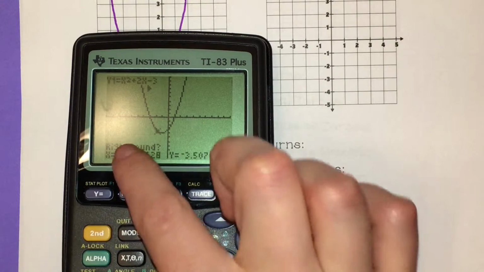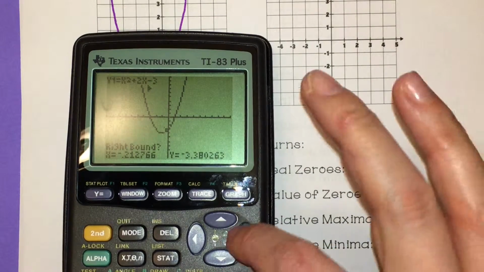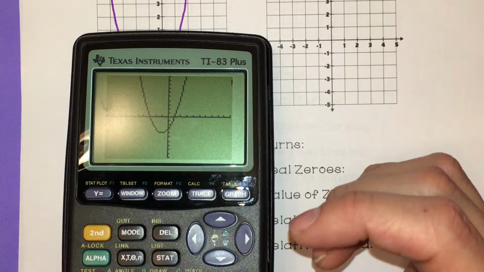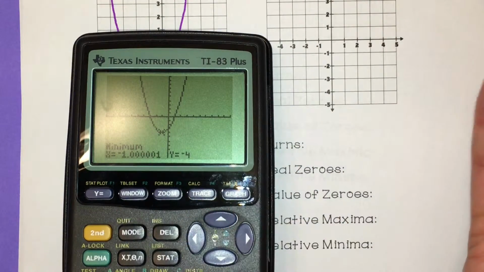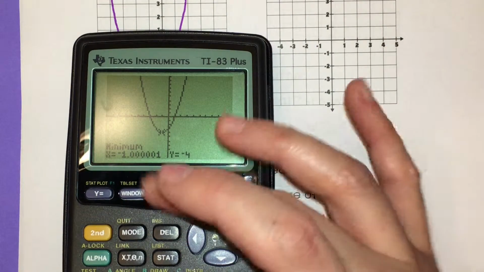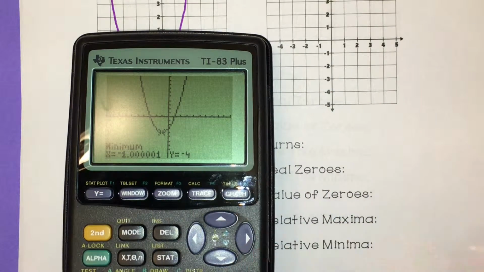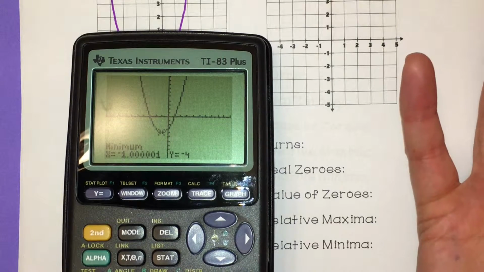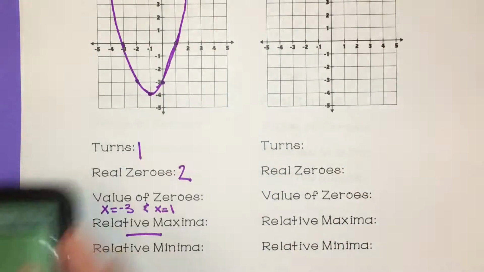Then it's asking for the right bound, so I'm going to go to the right side of that curve, anywhere on the right side. I know I'm past the curve to the right. I'm going to hit enter. It's giving a guess. Okay, and it tells me the minima is where x is negative 1.00001, might be another 0.000001. Y is equal to negative 4. So if you round to the nearest tenth, the coordinates are negative 1, comma, negative 4.